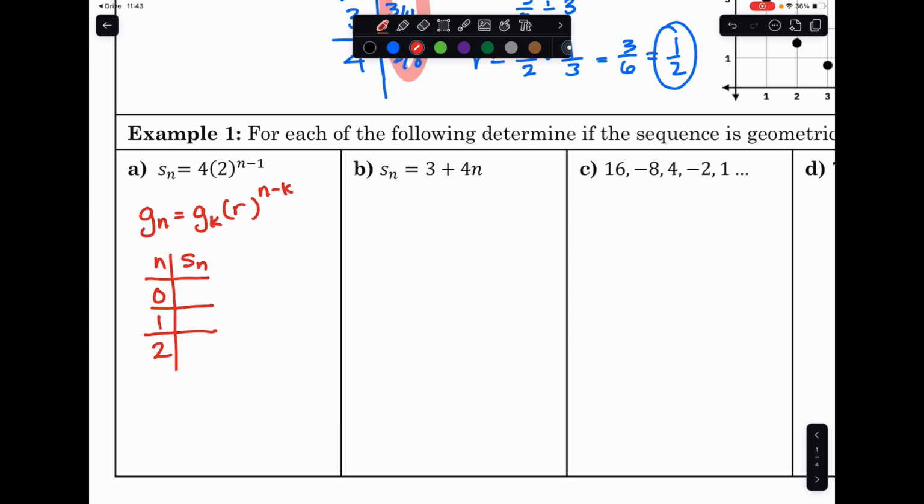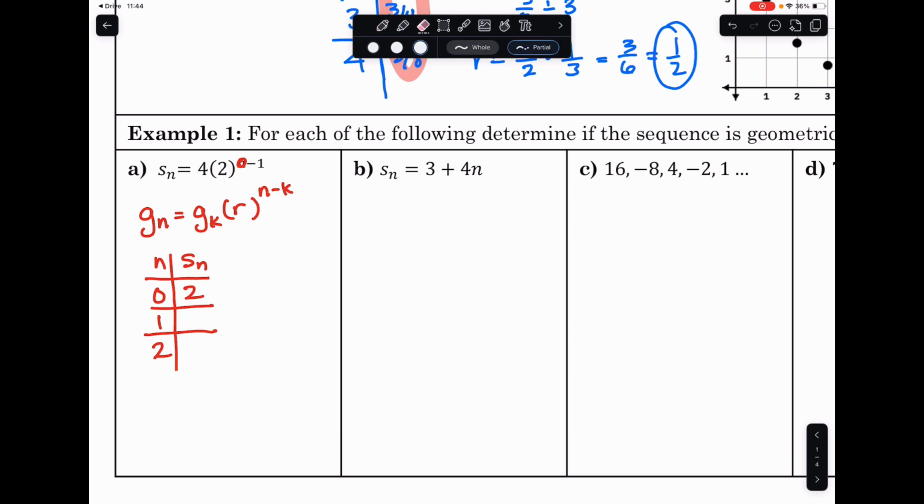So to figure out the output value, I'm going to start by replacing the n with 0. And I'm going to use a calculator to do this. I'm not going to show the calculations, but I'm just using a calculator to express this, okay? So in my calculator, I'm typing in 4 times 2, and I'm going to raise only the 2 to the 0 minus 1 power. 0 minus 1 is negative 1. So I'm going to raise it to the negative 1 power. And that gives me an output of 2.